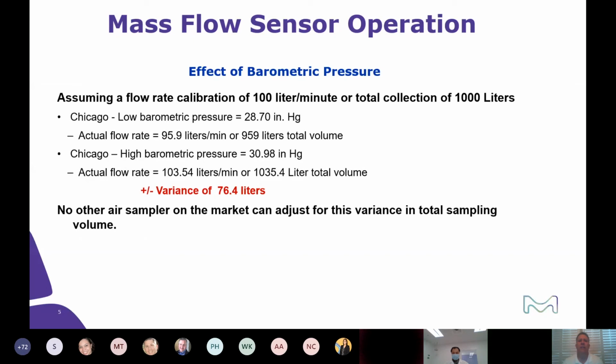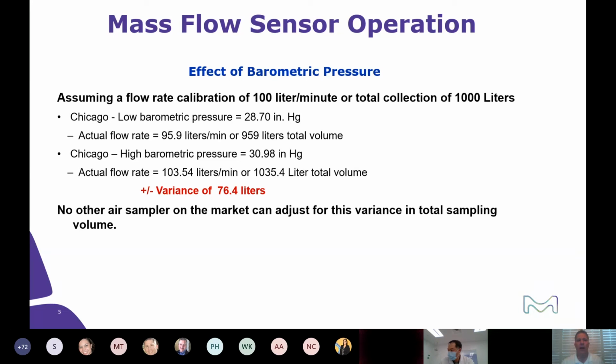So again, here's another example of pressure where Chicago might have a low of 28.7 in millimeters Hg, and then your flow rate would be 95.9 liters per minute. At a high barometric pressure of 30.98, you would have an actual flow rate of 103.54. Big difference of 7.64 liters. So we adjust to make sure that doesn't happen. We're always running at 100 liters per minute, again, because we're running off of mass and not volume.